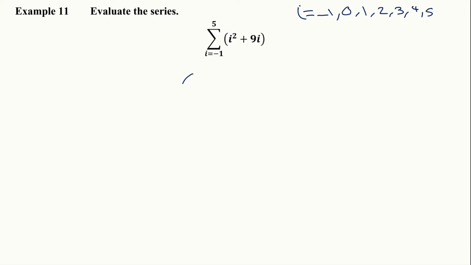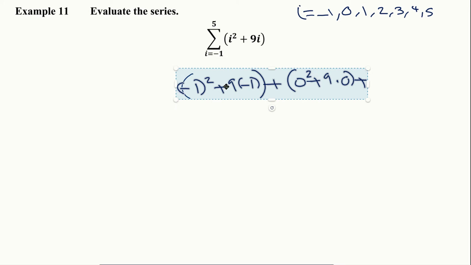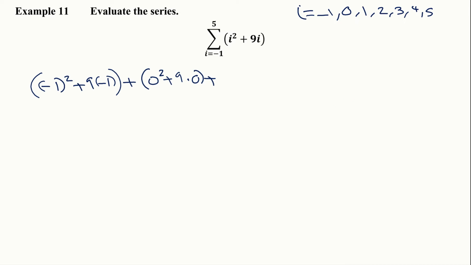So we get quantity negative 1 squared plus 9 times negative 1 plus quantity 0 squared, we're using 0 now, plus 9 times 0 plus, I should have started a little bit further left. Let me do that. That's one good thing about these whiteboards. All right, there it is, just like magic.